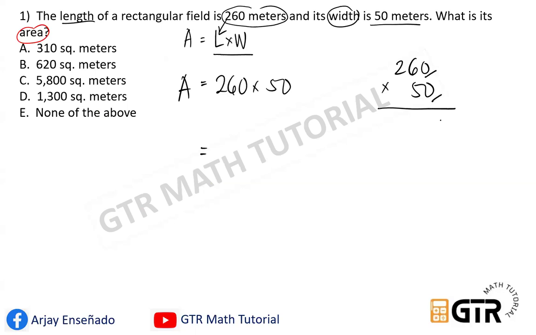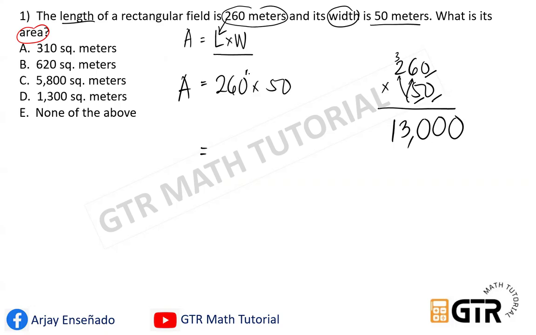So just copy the two zeros. So we have 0, 0, and then distribute the 5. 5 times 6, so we have 30, carry 3. 5 times 2 is 10 plus 3, so we have 13. So therefore, the answer is 13,000 square meters.